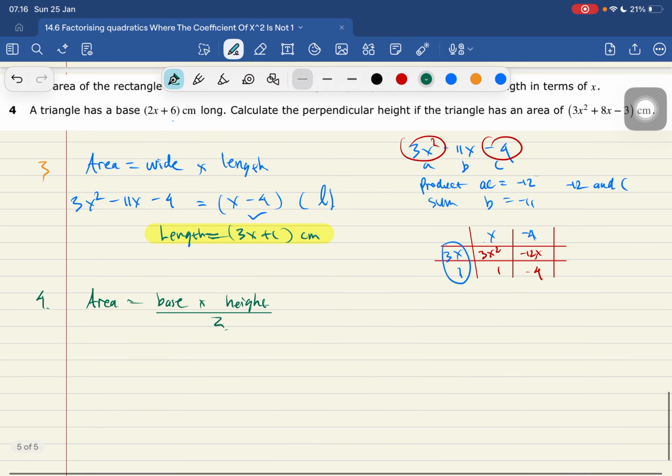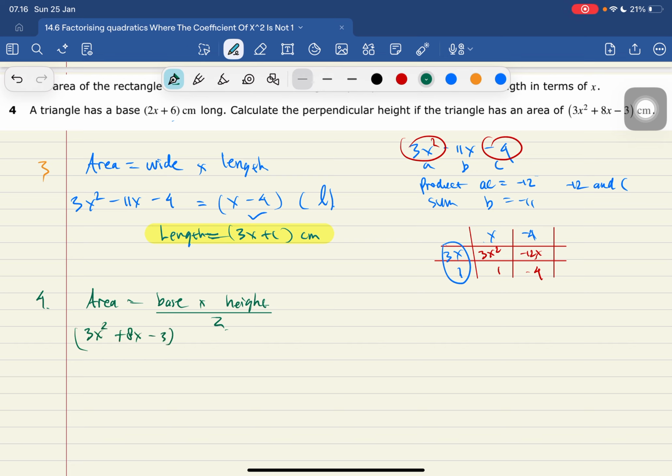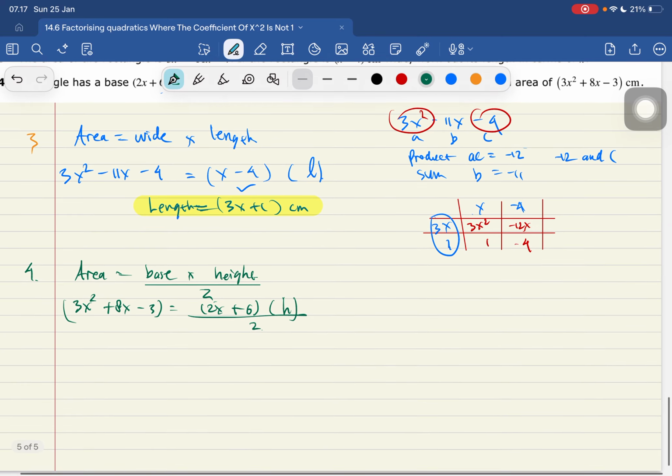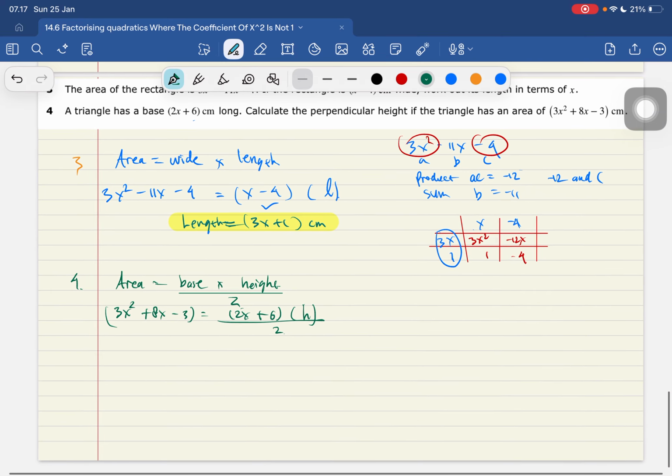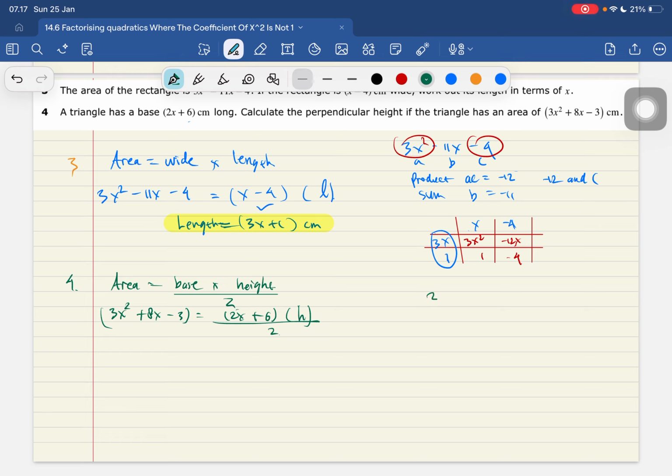Okay, the area we've got is 3x squared plus 8x minus 3. The base is 2x plus 6. Then the height we don't know yet. Then we divide it by 2. Okay, first let us factorize it. So we've got 3x squared plus 8x minus 3.